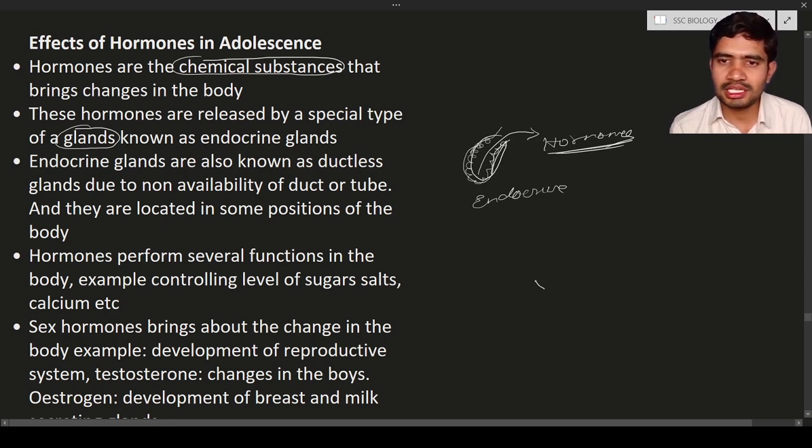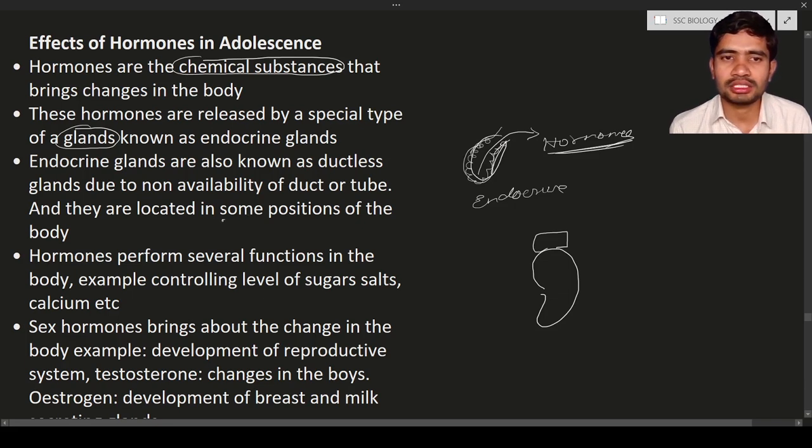Let us see, this is a kidney, and above the kidney there is a gland known as the adrenal gland. This adrenal gland is present on the kidneys, and there is no tube directly attached to it. If such a duct is absent, it is known as an endocrine gland. They are located in some positions of the body.